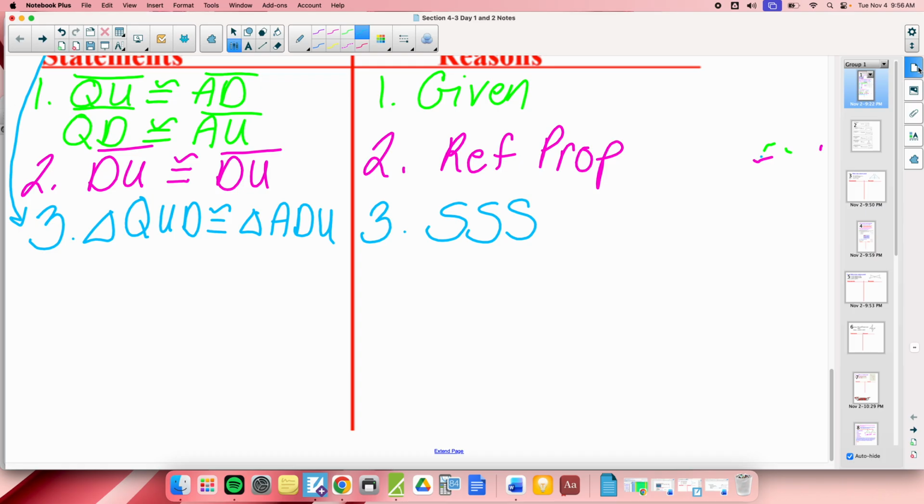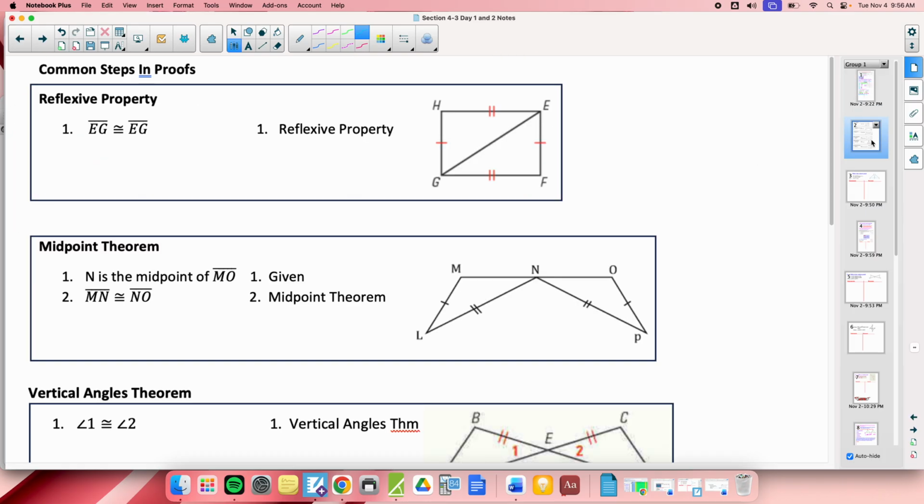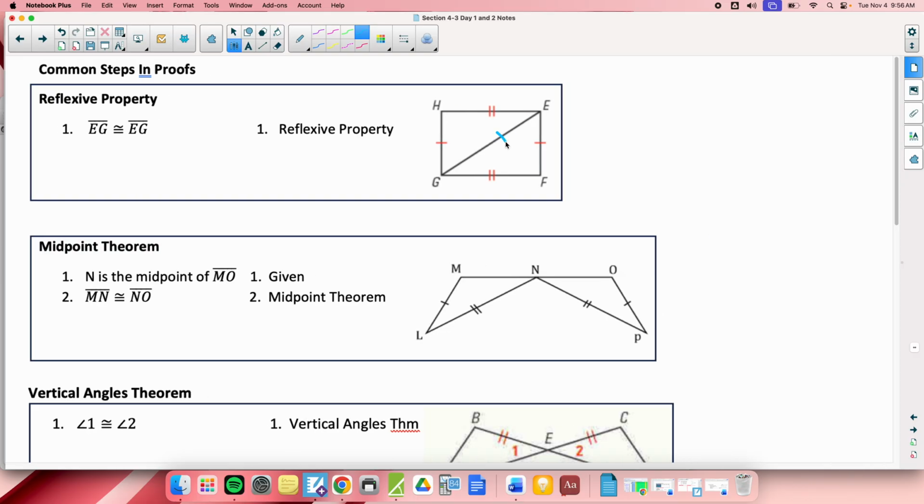So now, these are in your cheat sheet, and these are steps that you have to do in proofs. So the first one is reflexive property. This side is shared by those 2 triangles. So anytime you have that, you can say that those 2 sides are congruent by reflexive property, okay?